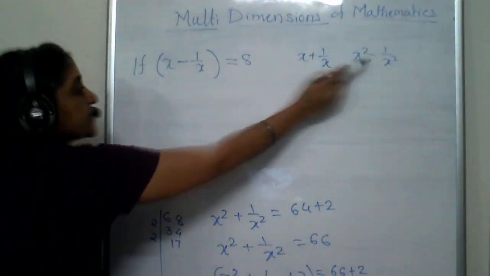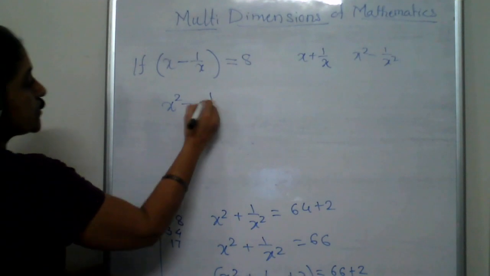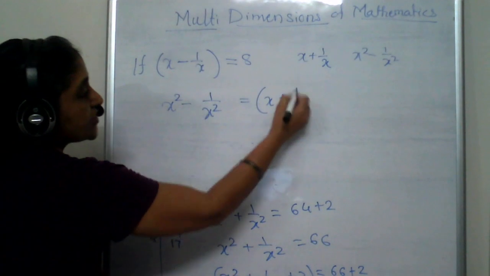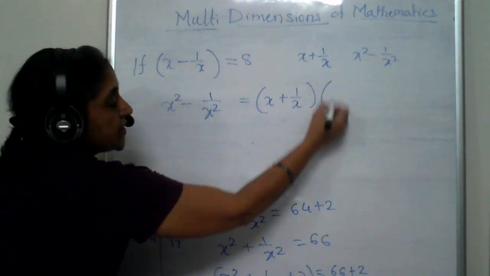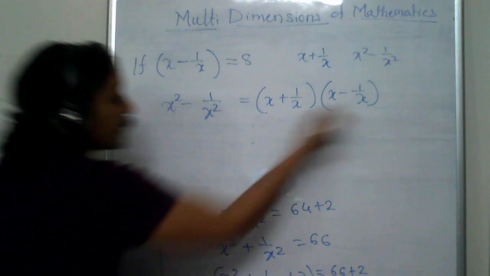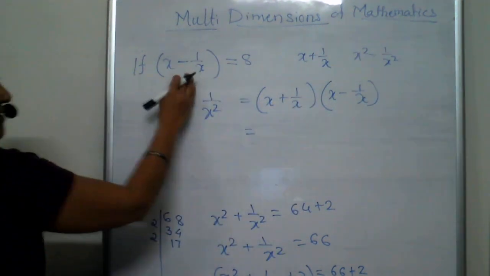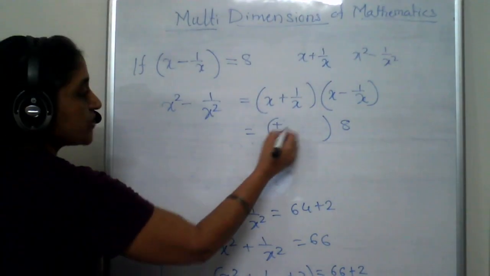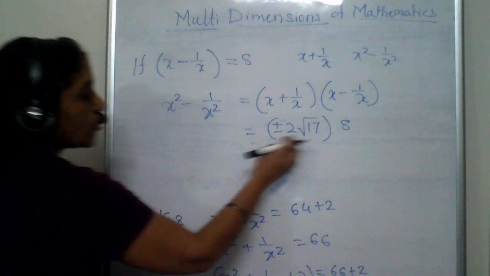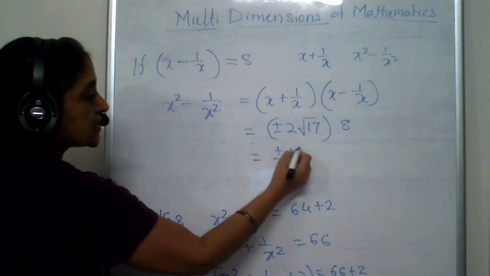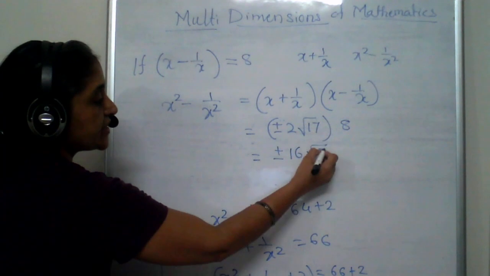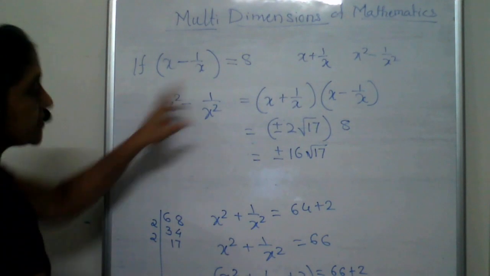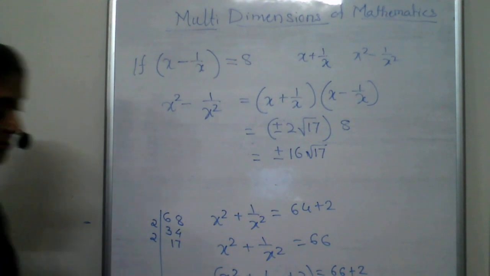Now we are going to find this second part, x square minus 1 upon x square. So this is a square minus b square. So what should you write? x plus 1 upon x, that is a plus b, into x minus 1 upon x, that is a minus b. Now a minus b is given here, so this will be written as 8. In the other part, what are we supposed to write? Plus or minus 2 root 17. Now what is the multiplication of this? Plus or minus 8 2s are 16, 16 root 17. This is what you are going to write. This will be the answer of these two sub questions.